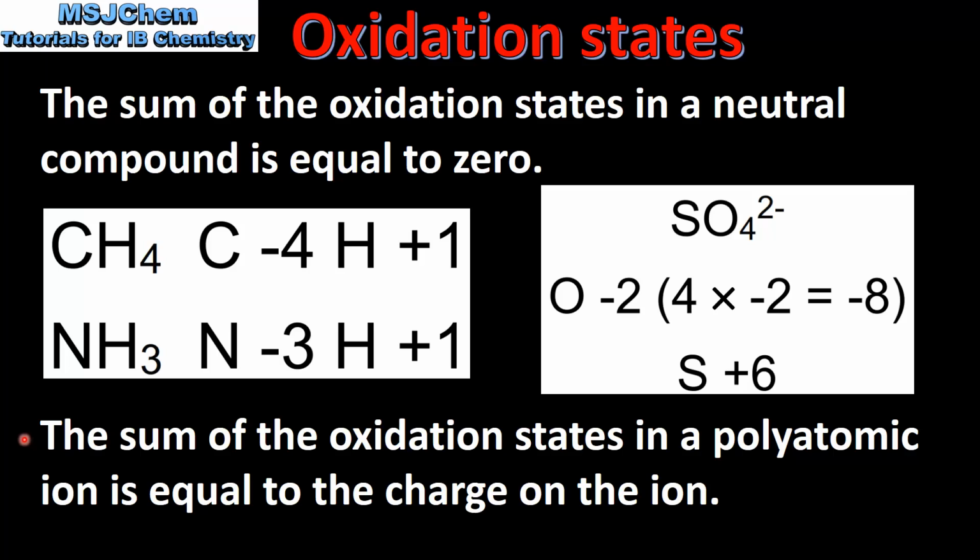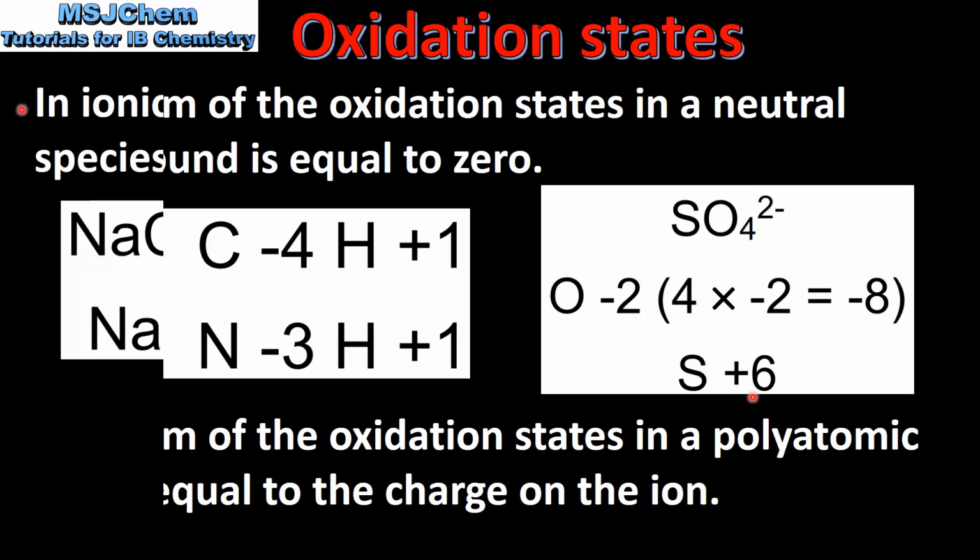The sum of the oxidation states in a polyatomic ion is equal to the charge on the ion. So here we have an example, which is the sulfate ion, SO4 2-. We have 4 oxygen atoms, each with an oxidation state of -2. This gives us a total of -8. To give an overall charge of 2-, the oxidation state of the sulfur is +6.